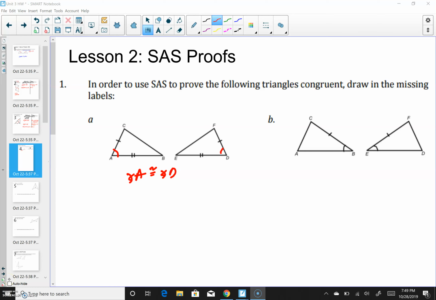For part B, they've given us a side and an angle, and now we need to make sure that we pick our additional side that's going to sandwich our angle in between our two sides. And that would be that AB is congruent to ED. So those are going to be our two side angle side patterns based on what they gave us. And now let's look at a couple proofs.